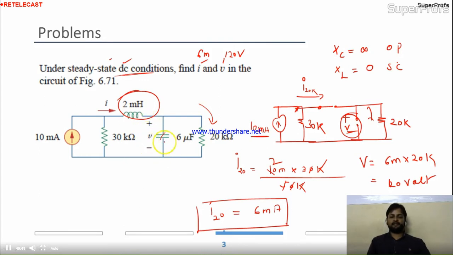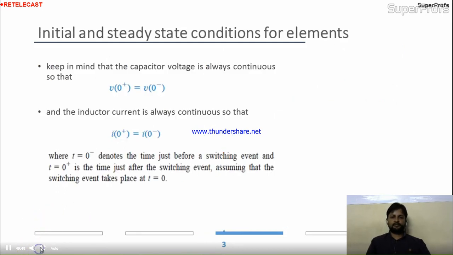Capacitors and inductors, how they behave in DC situation. Okay. Now the initial condition, we discussed initial and steady state conditions. Keep in mind that the capacitor voltage is always continuous, so that V0 plus is nothing but V0 minus. Continuous means they will not change abruptly.